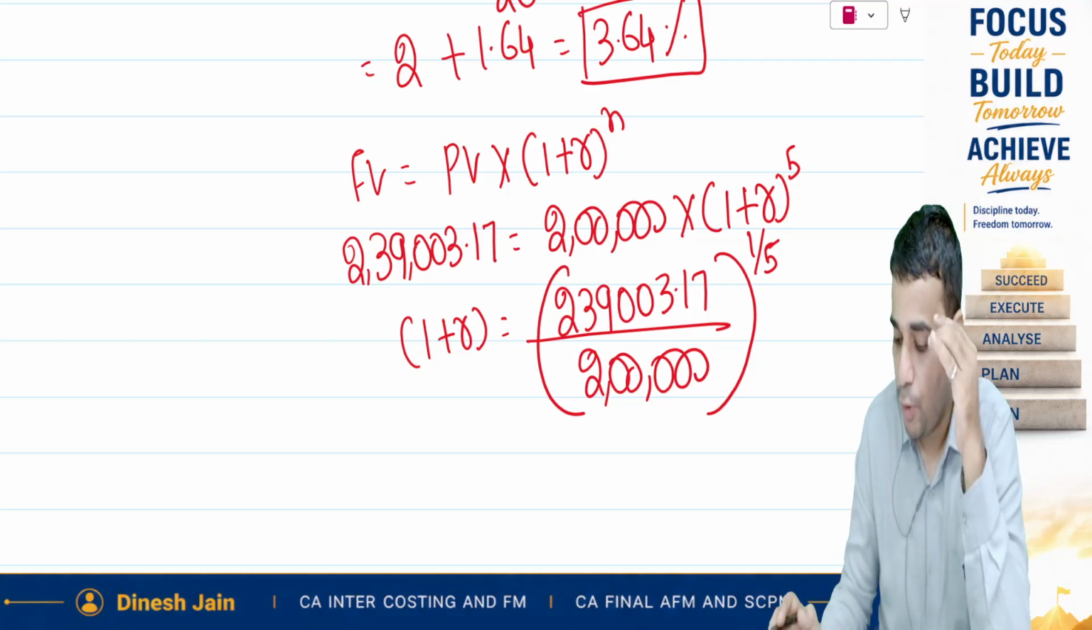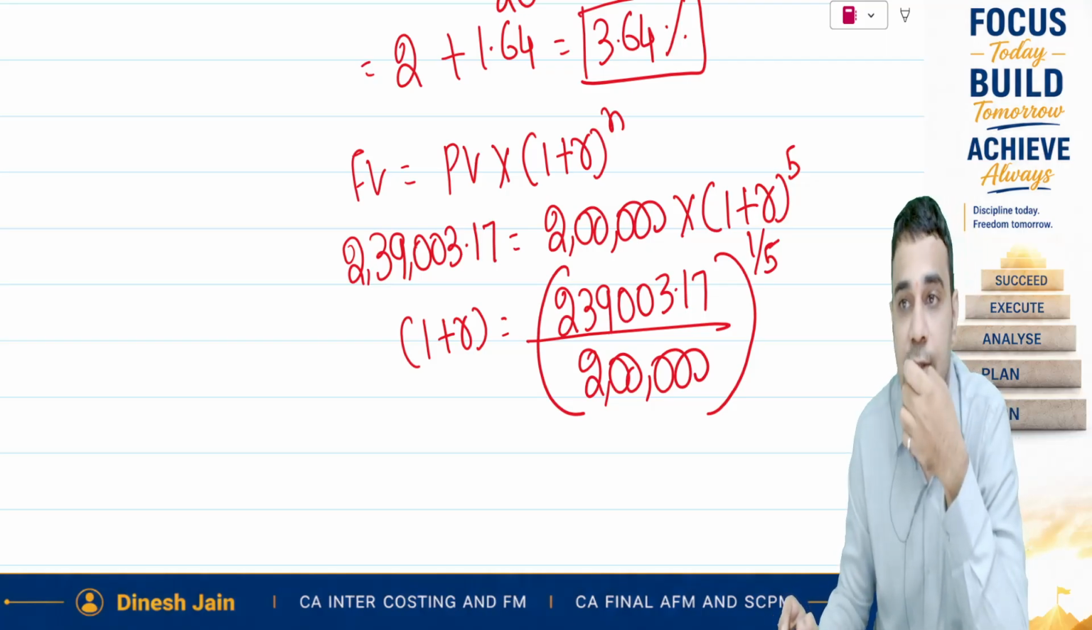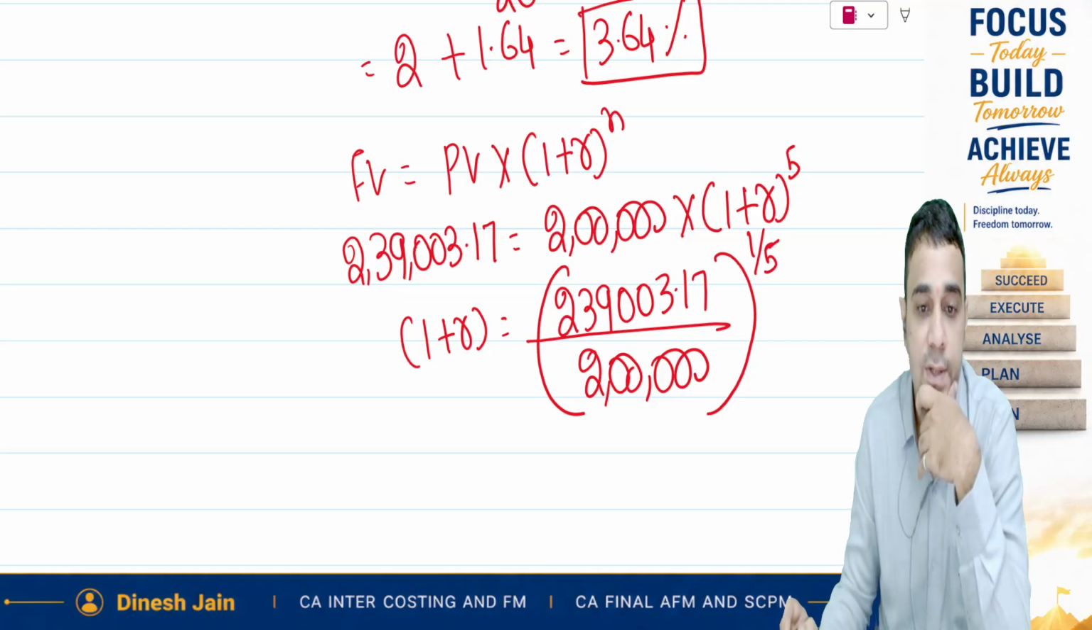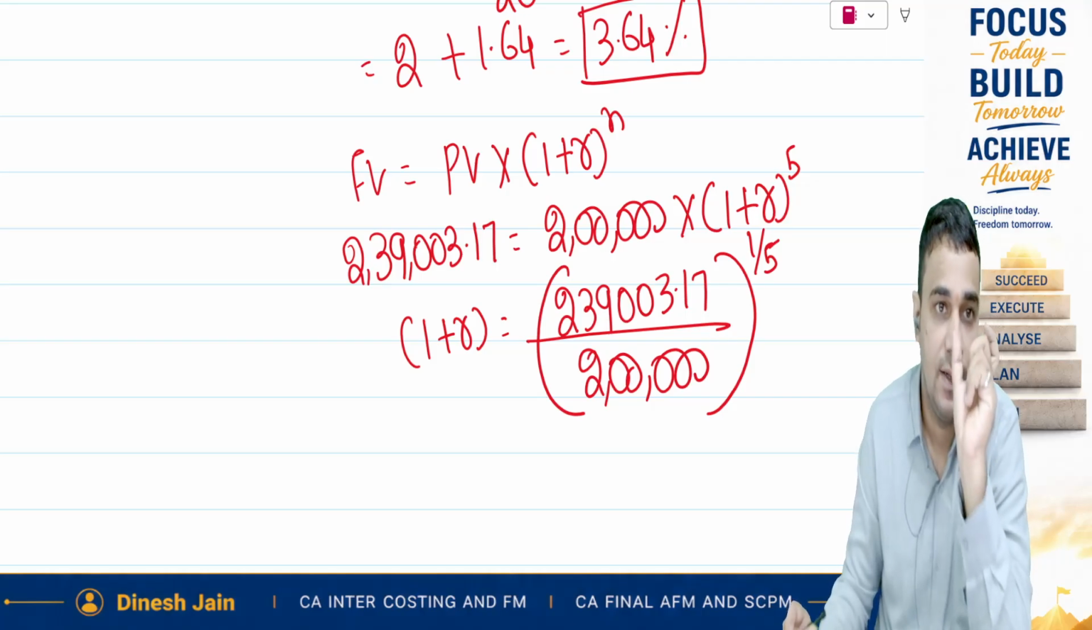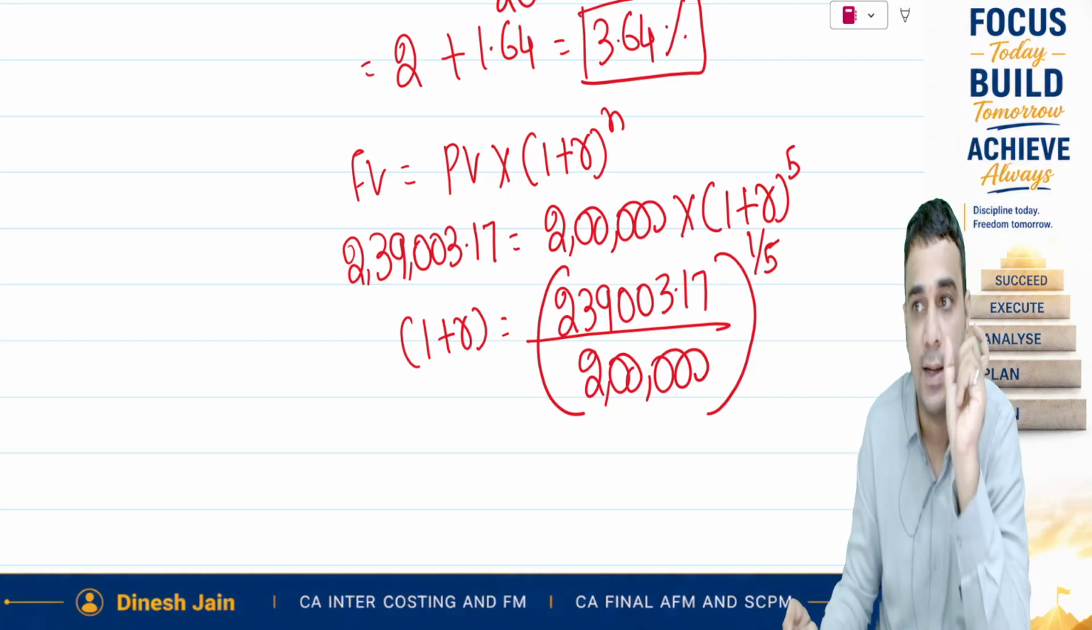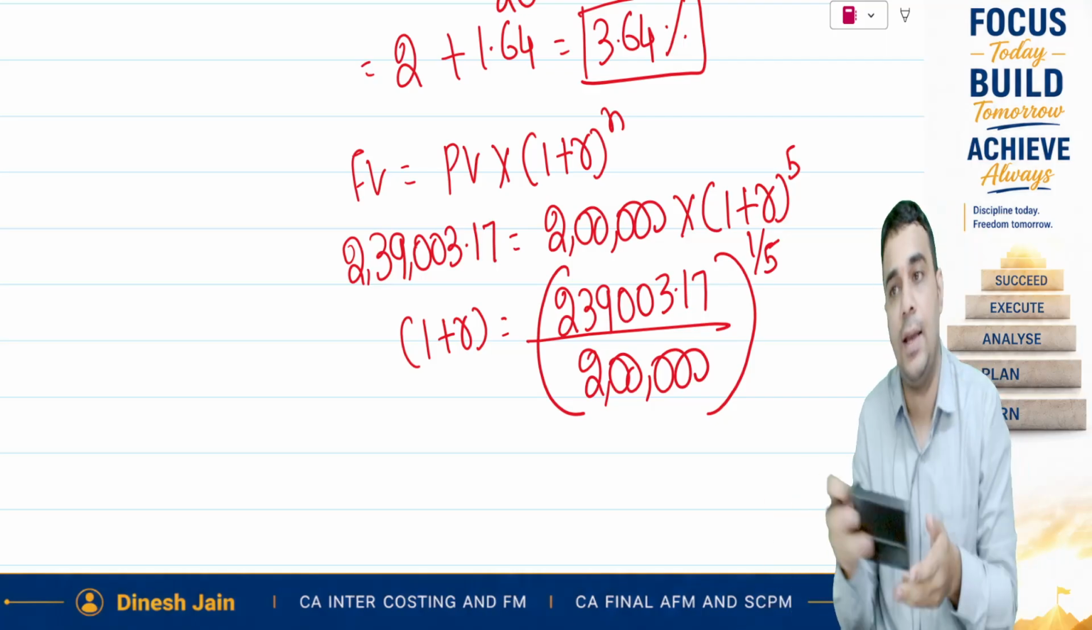I get 1.0363. That is what I get in the calculator. 1.0363. 3.63 is the exact answer. 3.63 is the exact IRR. I'll repeat again in the calculator.